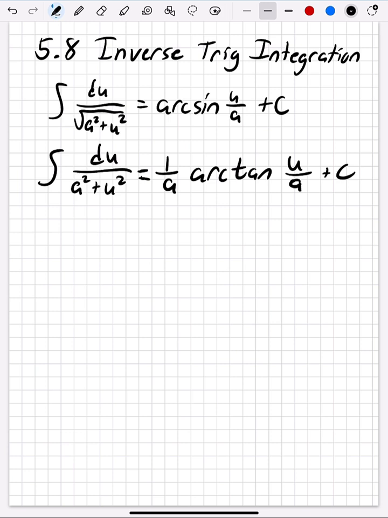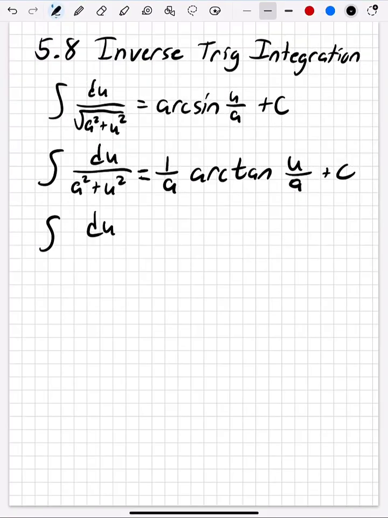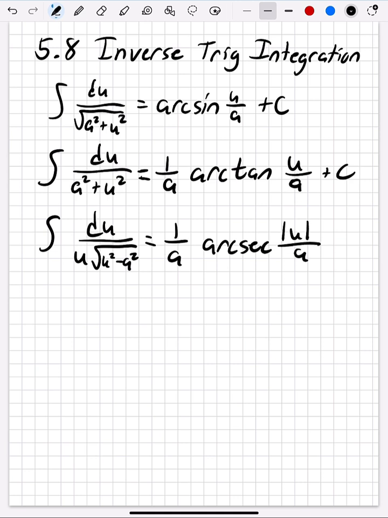And then the third one that we're going to talk about is secant. So we have du over u times the square root of u squared minus a squared is equal to 1 over a of the arc secant of the absolute value of u over a plus c. So these are the three that we're really going to focus on. And these are the three to know the derivatives of, in the reverse direction of the integration.